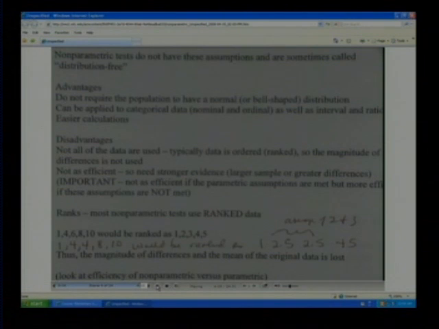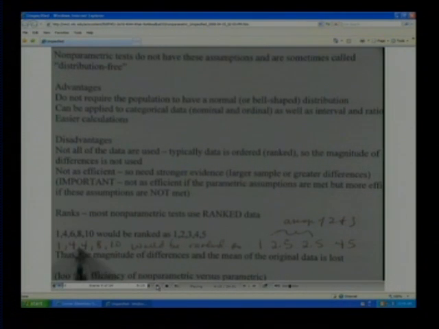Now, if the data has ties in it, for example, it's got 1, 4, 4, 8, 10, so these two values, the 4s, are tied, then we average those two ranks. This would be 1, 2, 3, so we average 2 and 3 to get 2.5. So this would have ranks of 1, 2.5, 2.5, 4, and 5.